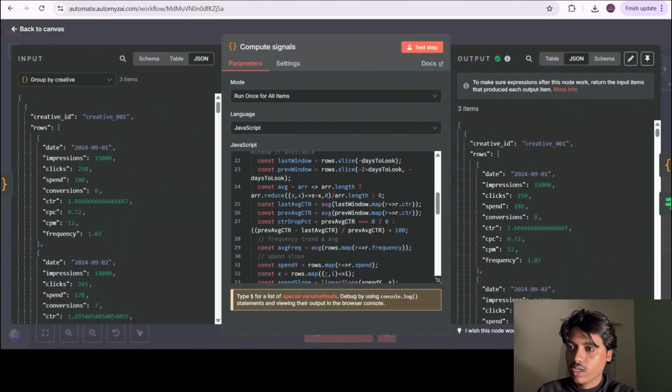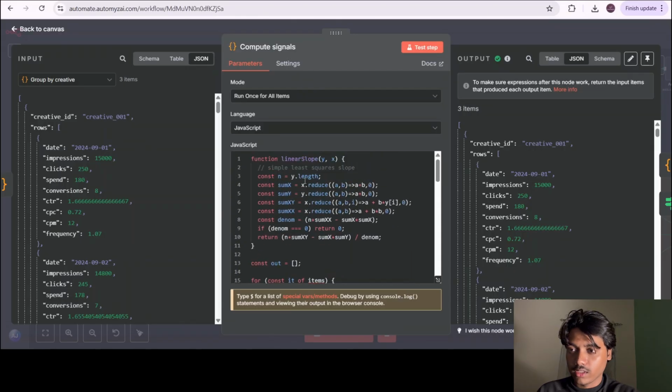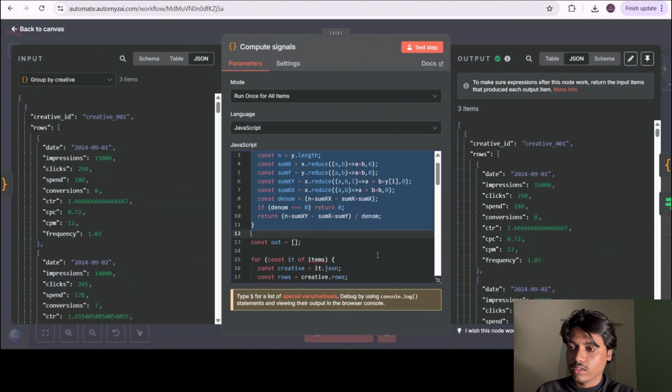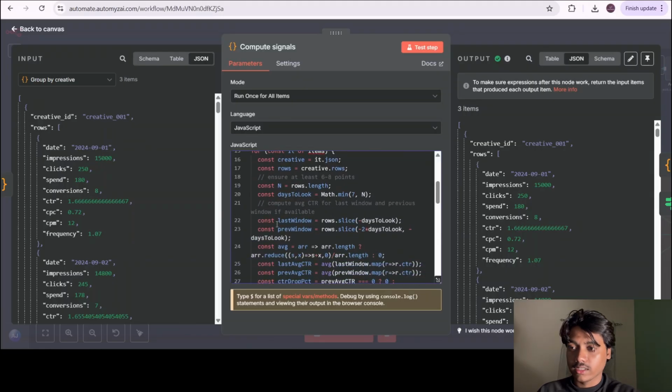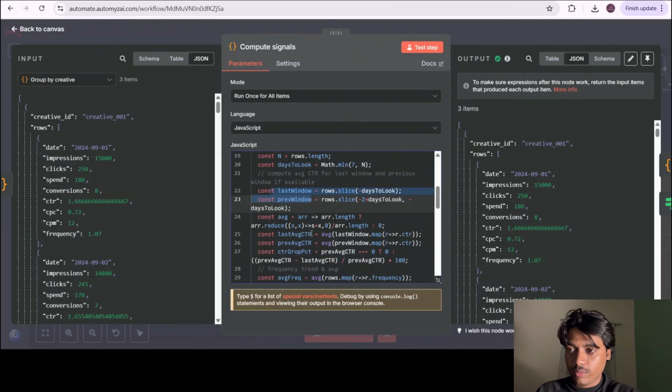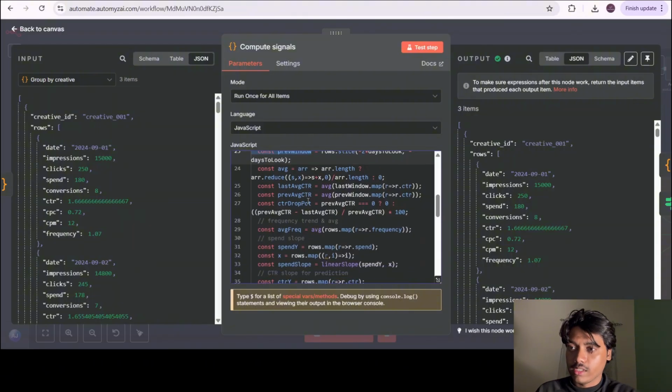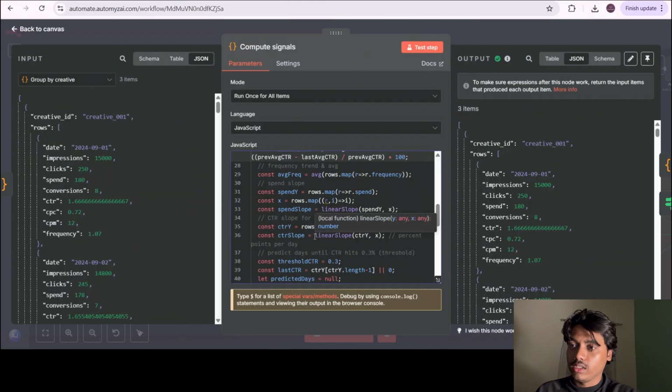This is the code to calculate the linear slope. We are calculating a linear slope. We are using that equation here to calculate these values. Then we are calculating the last window and previous window. Like I told you, we are considering the 7 days window. Then we are calculating the averages. Then we are calculating the CTR drop in percentage. Then we are calculating the average frequency and all that information to calculate the fatigue score.